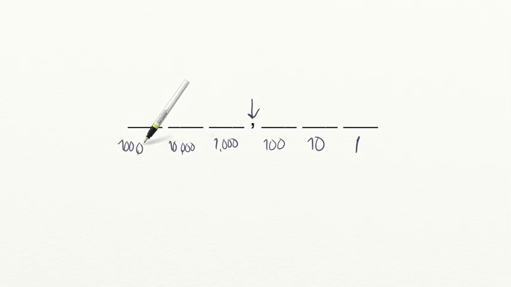Let's take a moment to review each of our place values up to the hundred thousands place. We have the ones place, the tens place, the hundreds place. This comma represents the thousand, so we have the thousands place, 10,000s, and 100,000s place.